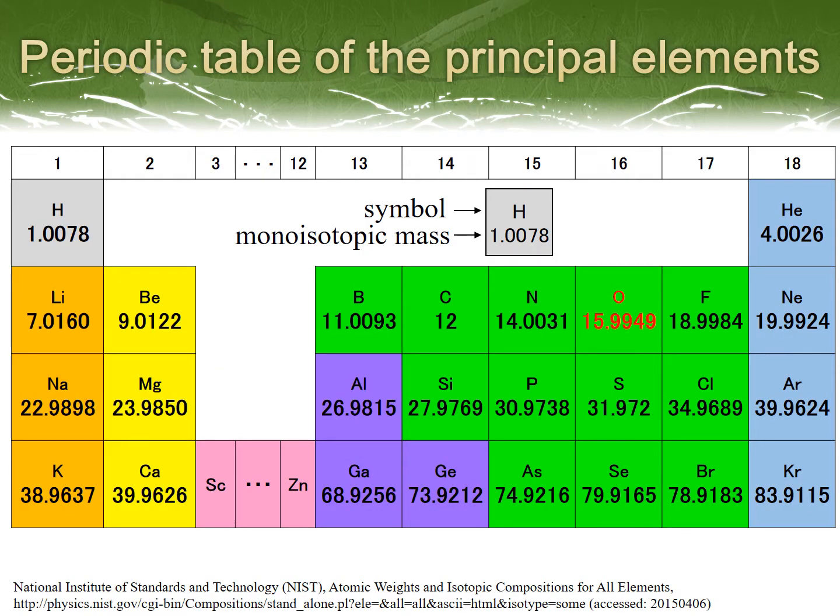This is the periodic table of the principal elements: hydrogen, helium, lithium, beryllium, etc. You may learn this table in a junior high or senior high school. Please have a close look at oxygen as an example. You may learn the atomic mass of oxygen is 16. But the fact is different. The exact mass of oxygen is 15.9949. All the elements have the exact masses as shown here. To determine molecular formulae of unknown compounds, the exact masses of each element play a key role.